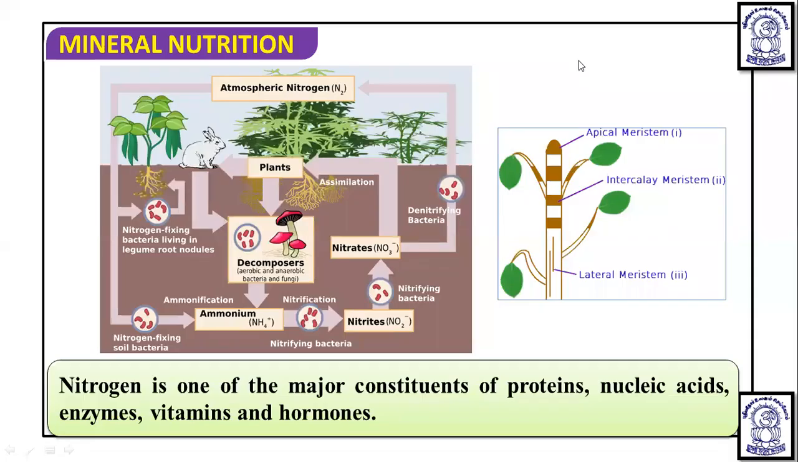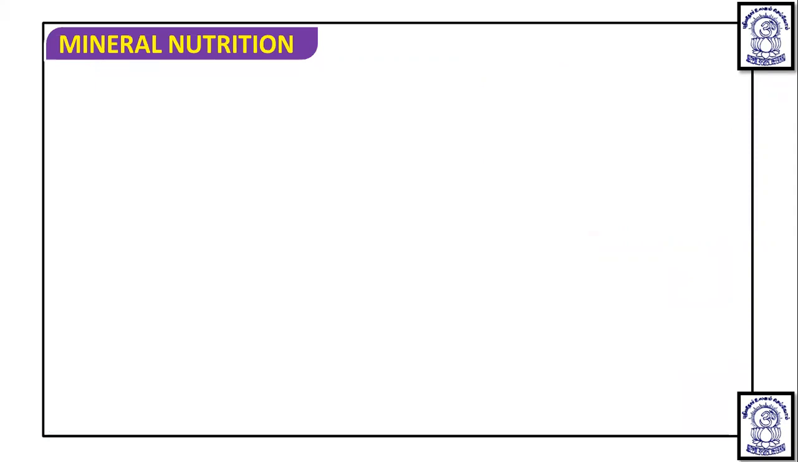So these are the constituents, the regions where it is synthesized or required, the absorbable forms, and the major functions that we have discussed. Now we are going to talk about the deficiency symptoms. If nitrogen becomes deficient, what will be the deficiency symptoms of nitrogen in plants?